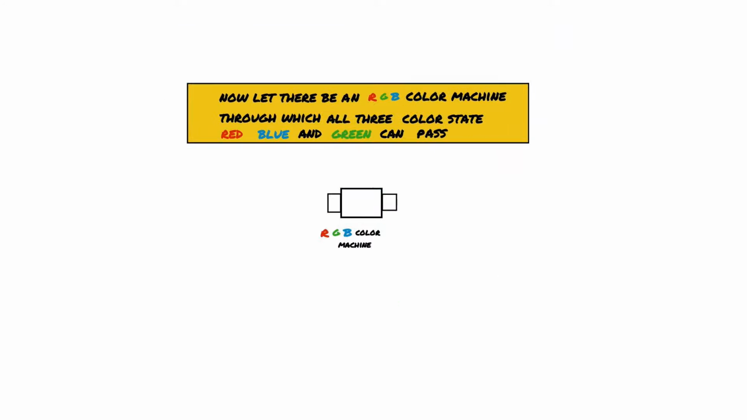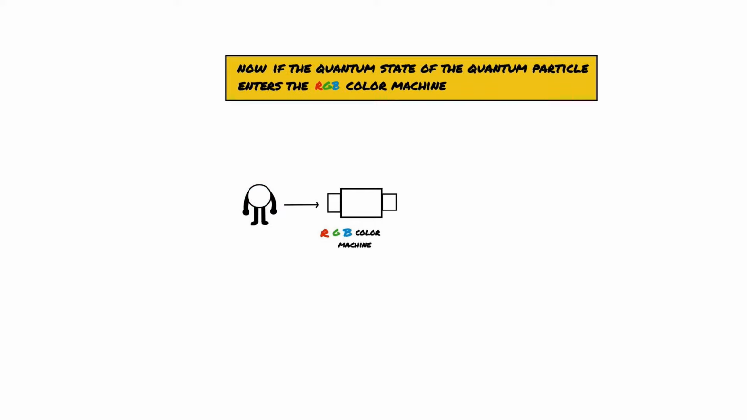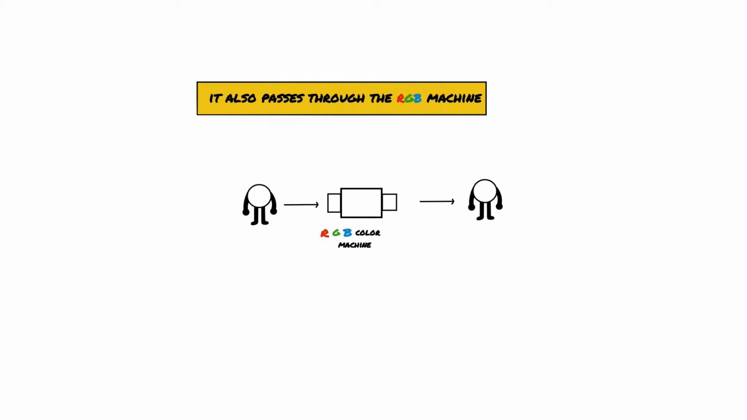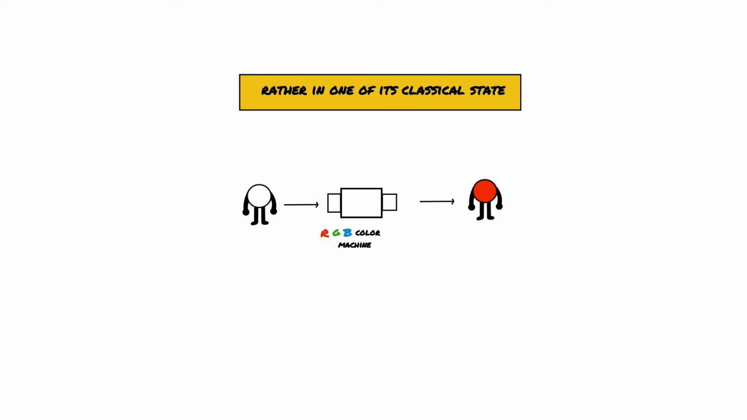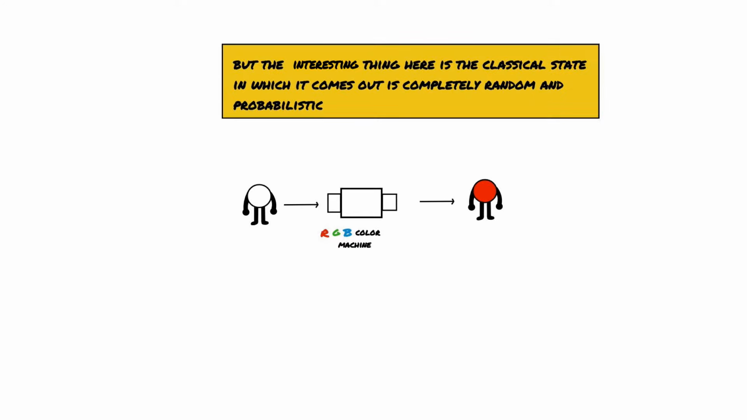Now let there be an RGB color machine, through which all 3 color states, red, blue and green, can pass. Now if the quantum state of the quantum particle enters the RGB color machine, it also passes through the RGB machine, but obviously not in its quantum state, rather in one of its classical states. But the interesting thing here is that the classical state in which it comes out is completely random and probabilistic.